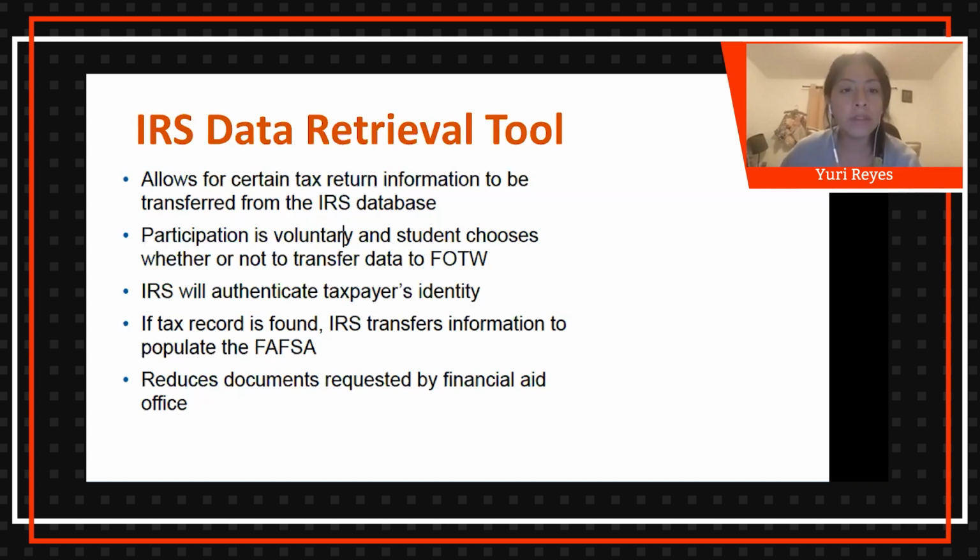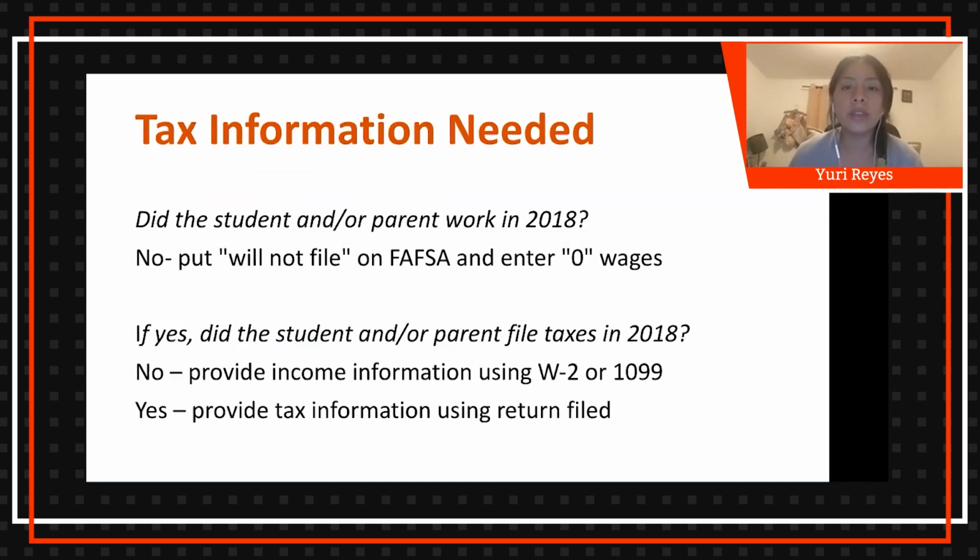The IRS will authenticate the taxpayer's identity. If the tax record is found, the IRS will transfer that information and populate it into the FAFSA application. Like I said, it reduces documents requested by the financial aid office. So that is the tax information that is going to be needed.